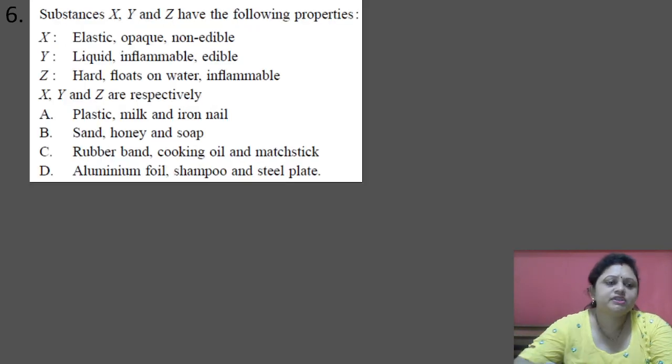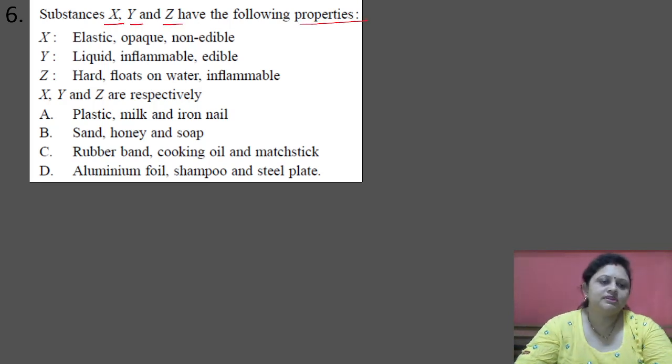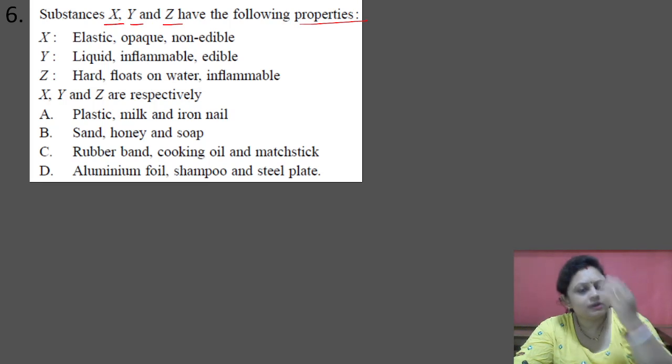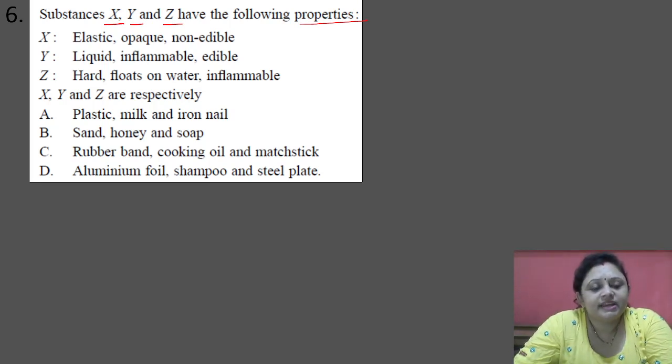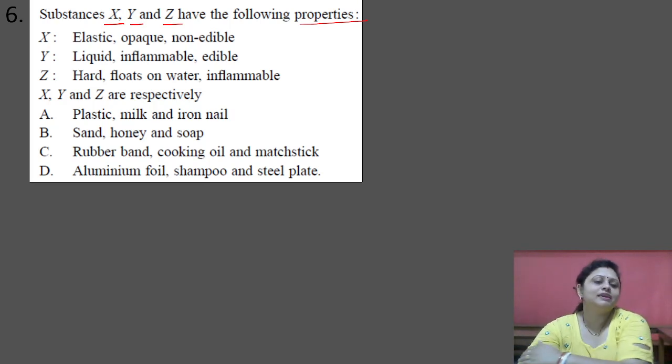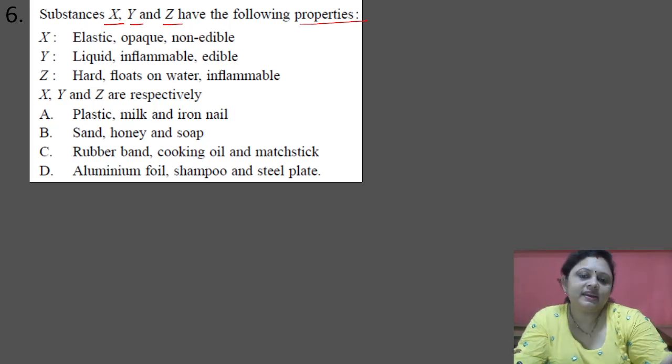Coming to the next question, substances X, Y and Z have the following properties. X: elastic, opaque, non-edible. Y: liquid, inflammable, edible. Z: hard, floats on water, inflammable. X, Y and Z are respectively: options are A, plastic, milk and iron nail. B, sand, honey and soap. C, rubber band, cooking oil and matchstick. D, aluminium foil, shampoo and steel plate. Okay, so we have to find out substances X, Y and Z.